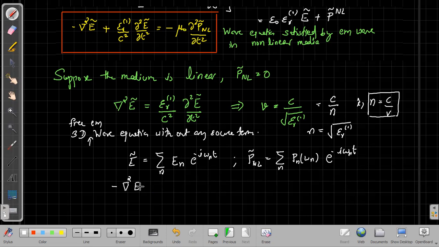Therefore, the equation satisfied by the particular frequency component of the electric field and nonlinear polarization becomes del square E n plus epsilon R1 divided by c square, dou square E n by dou t square, equal to minus mu 0 dou square P n, which is the nonlinear part, divided by dou t square. Here we can use a superscript.